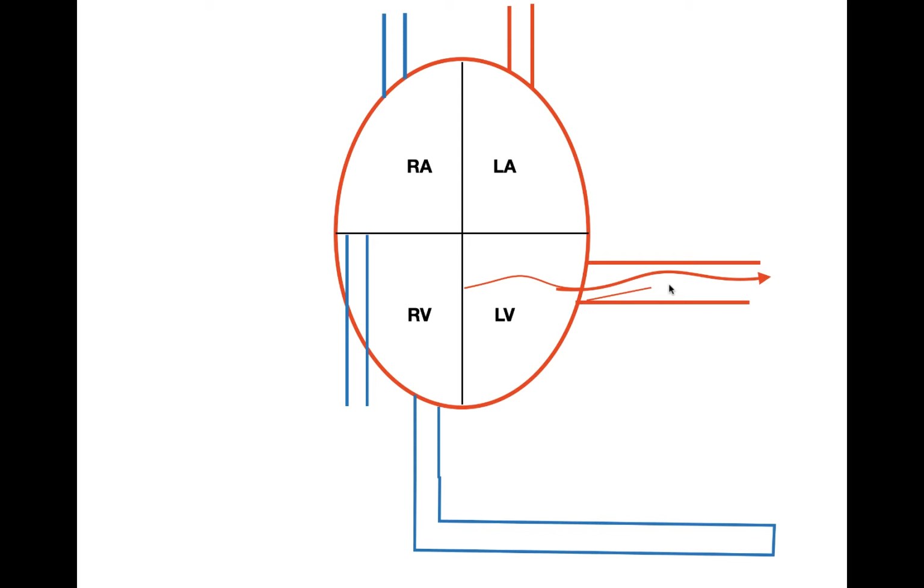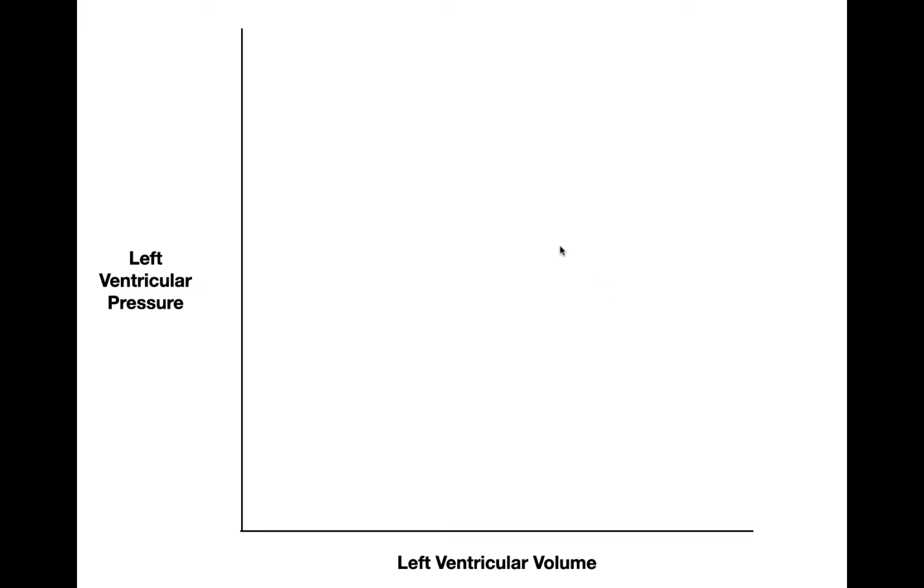So now what we're going to do is look at the cardiac cycle from the point of view of the left heart in more detail. In order to do that, let's look at this diagram. Here is a diagram plotting left ventricular pressure against left ventricular volume. We're going to look at the changes in pressure and volume that occur in the left ventricle during the cardiac cycle. So let's take a look.